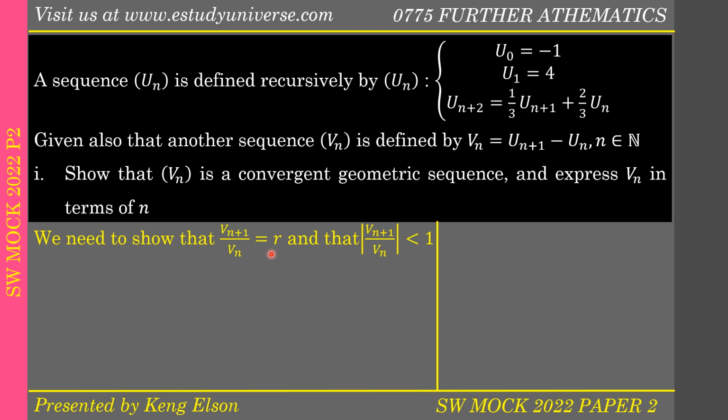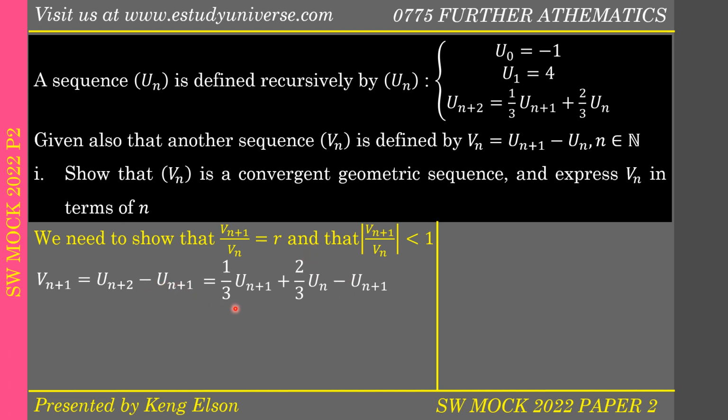So let us begin by finding v(n+1). Since our vn is equal to u(n+1) - un, we need to step up by replacing n with n+1. We are going to get v(n+1) to be u(n+2) - u(n+1). But the recursive definition of un permits us to rewrite u(n+2) as 1/3 u(n+1) + 2/3 un. Then we subtract this u(n+1).